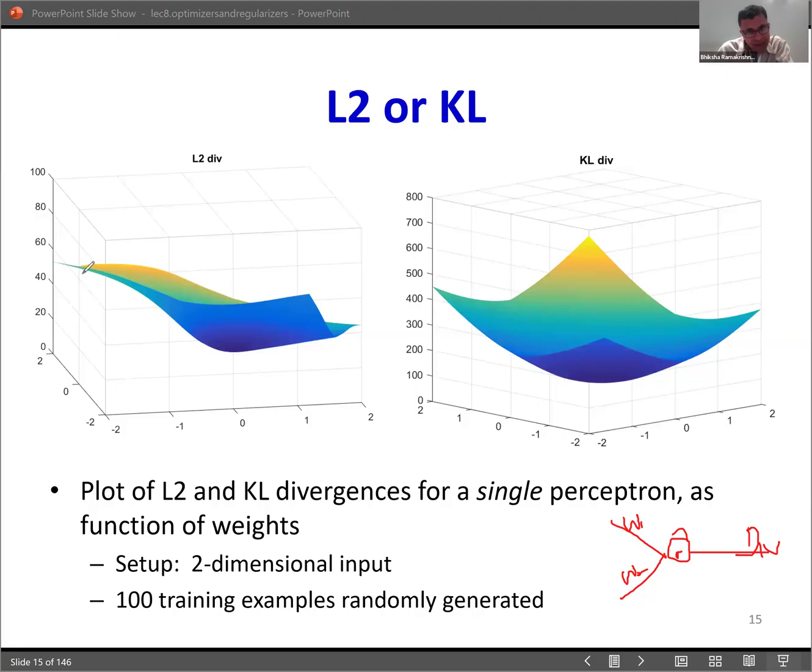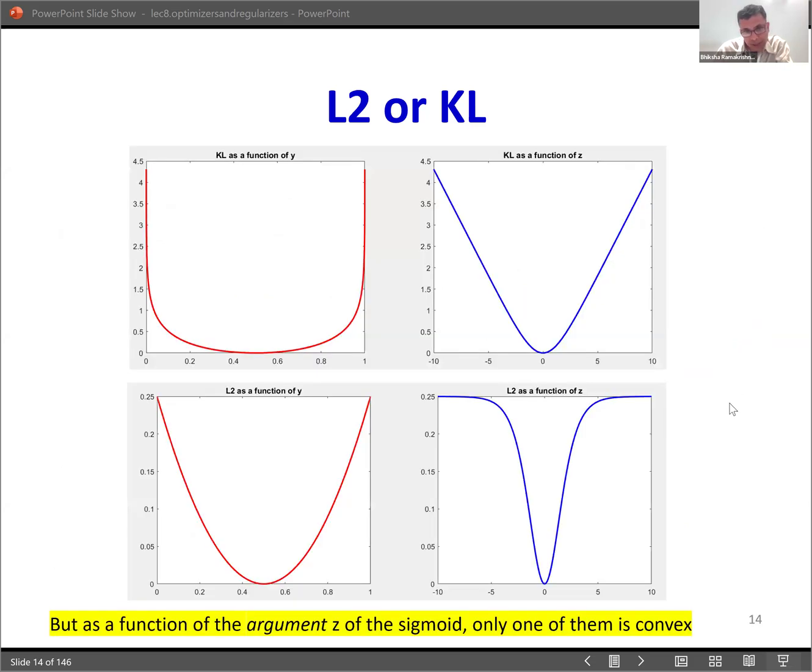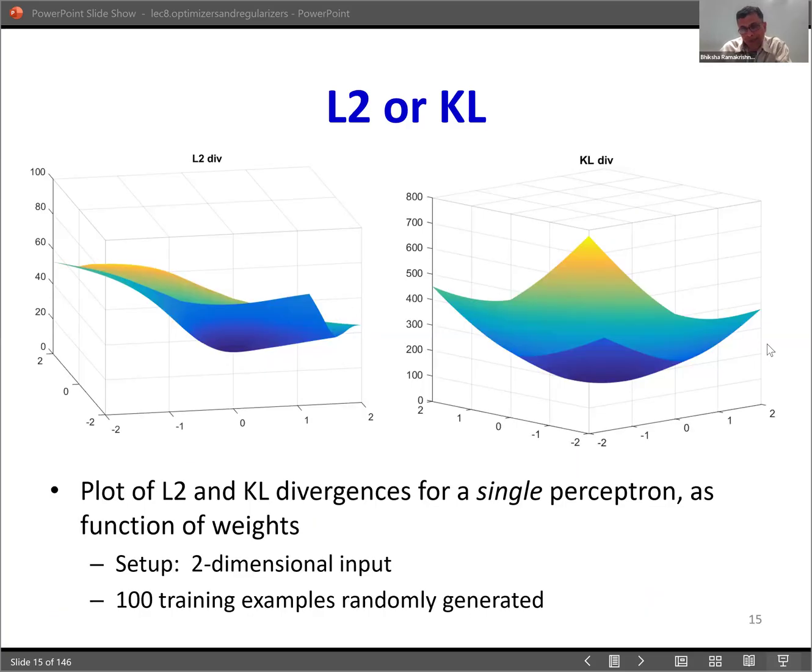And you can see that in the case of the L2, it actually has the flower shape, the shape that we didn't like earlier. Whereas in the case of the KL, it has a nice boat shape, which is why the KL divergence is a better choice for classification networks. Once you go past the final softmax, the KL stays convex for one more layer, whereas the L2 becomes non-convex. Is this making sense?